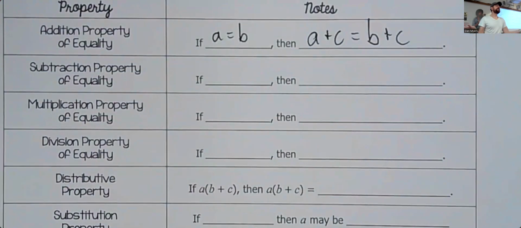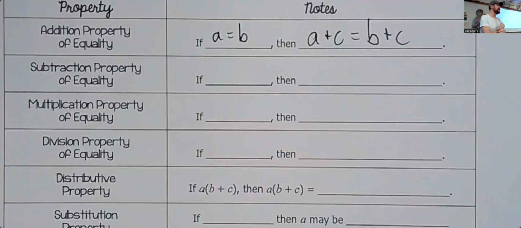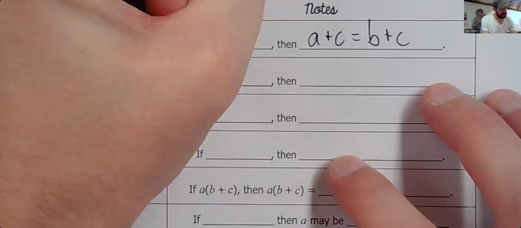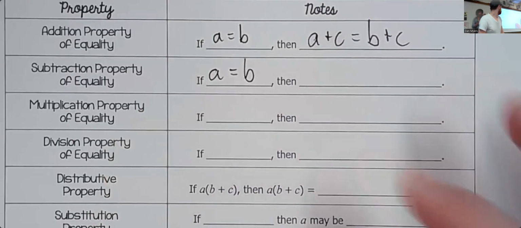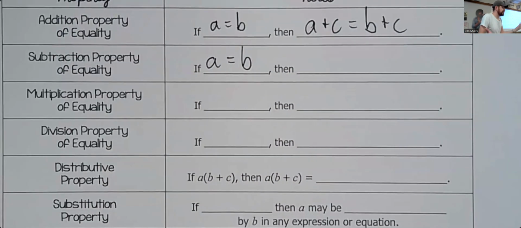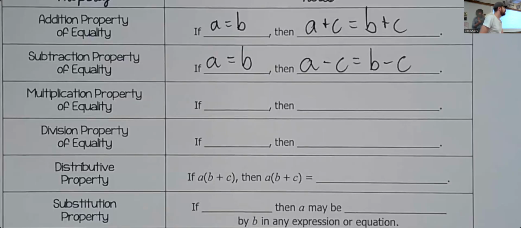These are the rules that we use when we solve equations, right? We can add the same thing to both sides and the equation stays the same. The subtraction property of equality, same idea. If you have two numbers that are equal to each other, that means it's really the same number. If you take those numbers and you subtract the same number from each of them, then the equation stays the same.